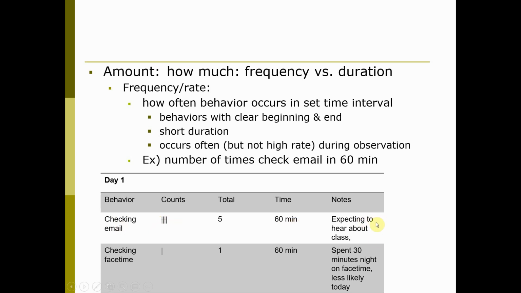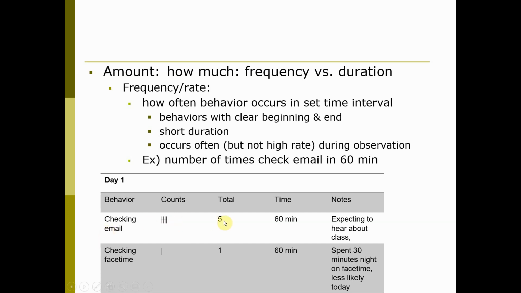And then put a note on the side, well, this person was expecting to hear about a class and so kept going back and checking the email. Now that might explain why this was happening at this particular rate. Now this person was also tracking checking in with Facebook, and noted that this only happened once on the day that they observed. So the count was a 1, and they only did it 1 time within 60 minutes, but also put a note here saying, well, spent 30 minutes the night before engaged in FaceTime, so less likely today. So noting that maybe it was not happening at the typical amount because of what had happened the day before. So this is an example of how frequency or rate could be measured, just with a specific count.